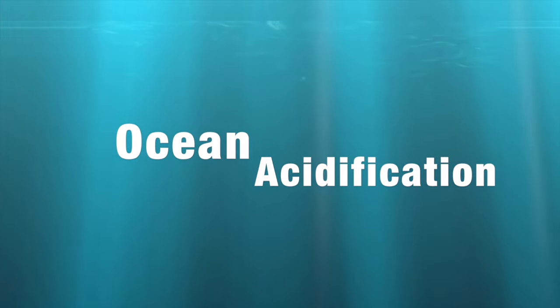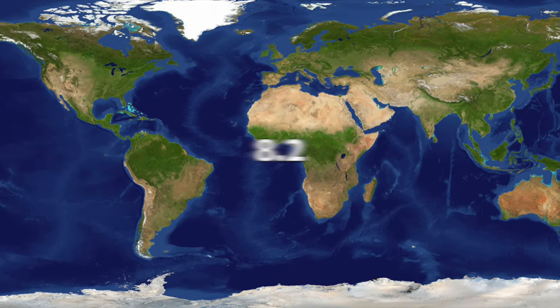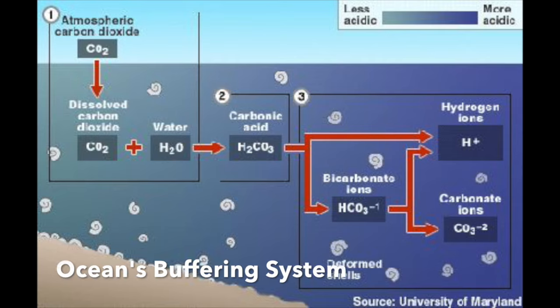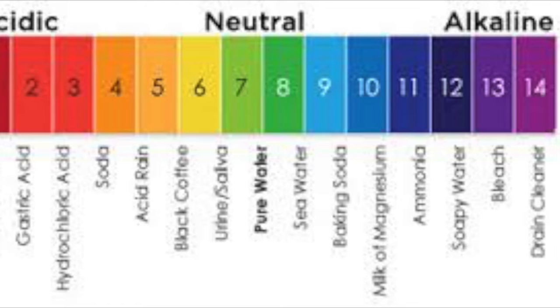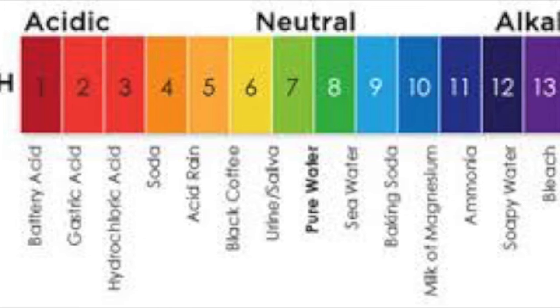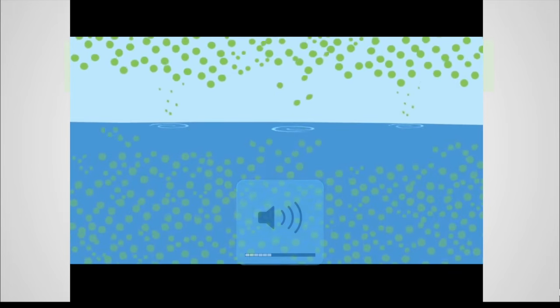Ocean acidification is an important issue for the world's marine life. The normal pH of the ocean is 8.2. The ocean's buffering system makes seawater more resistant to changes in pH levels than freshwater. Carbonate ions within the sea tie up excess hydrogen ions when a base is added, regulating the ocean's pH levels.